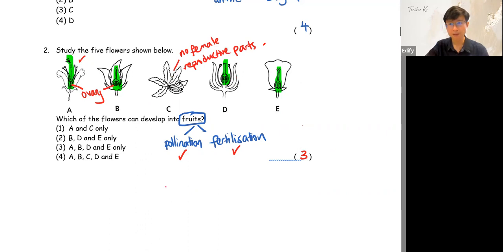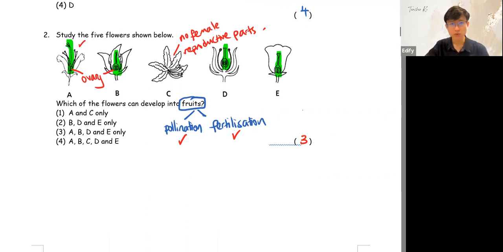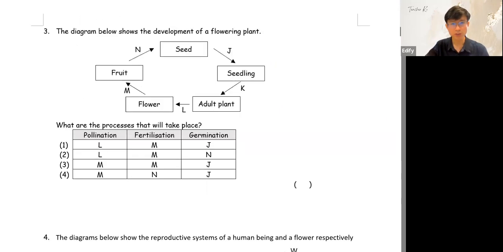All right, let's go to the next question, question 3. The diagram below shows the development of a flowering plant. What are the processes that will take place? We have three processes here: pollination, fertilization, and germination. And in this diagram, we have from flower to fruits to seed and seedling and adult plant.